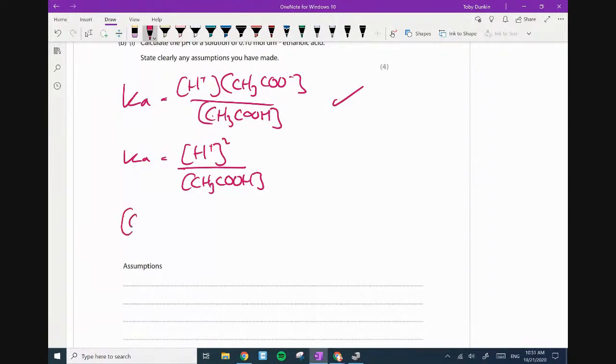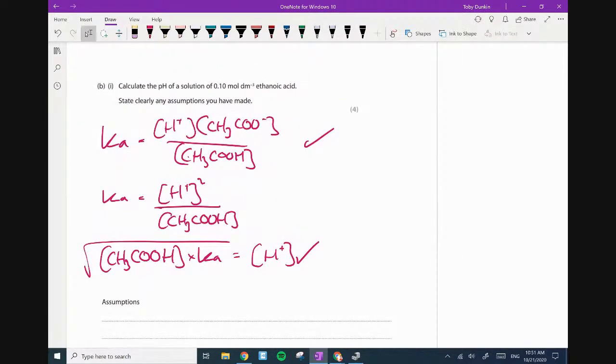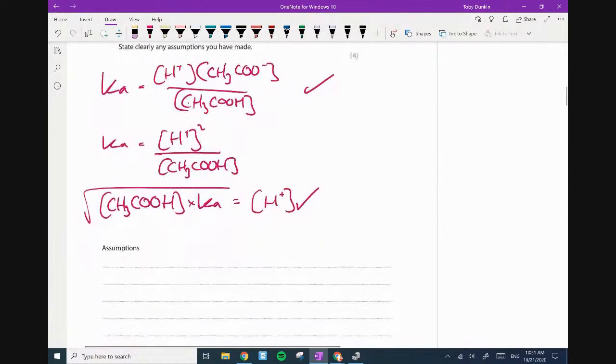So the concentration of the original ethanoic acid multiplied by the Ka value will give me H plus squared. Oh, I can do this all in one go. Root answer. That's 1 mark. Input my data. Yeah, so I'm going to have 0.1. I don't like doing it like that. I'm going to do it just underneath it.